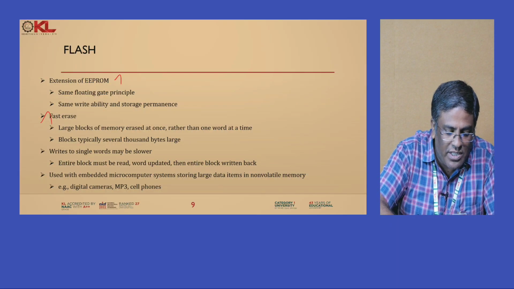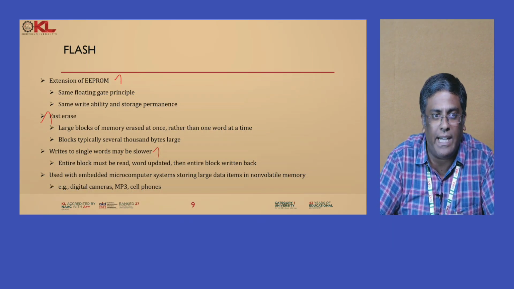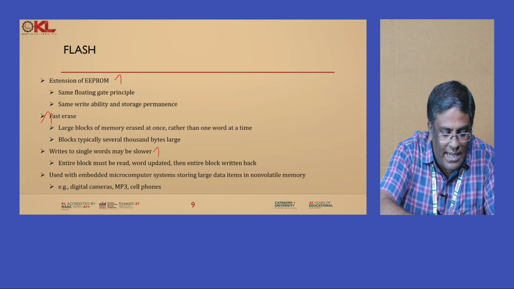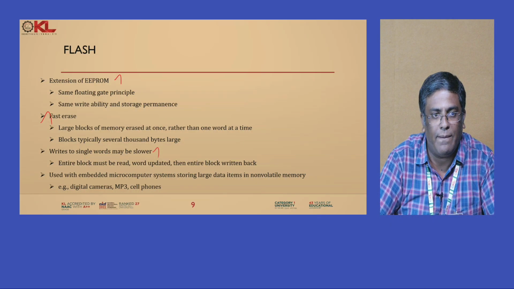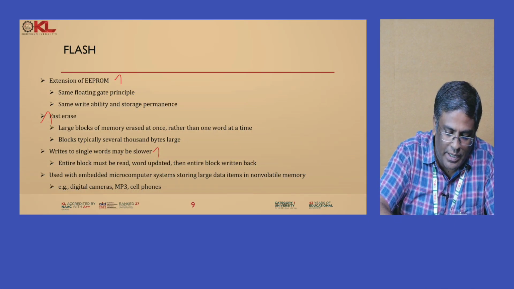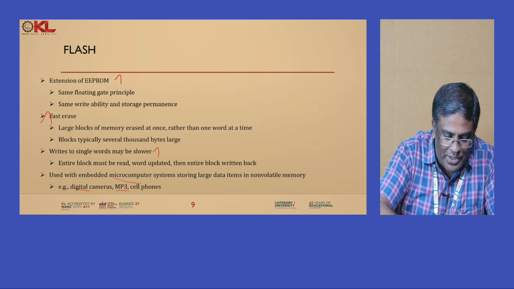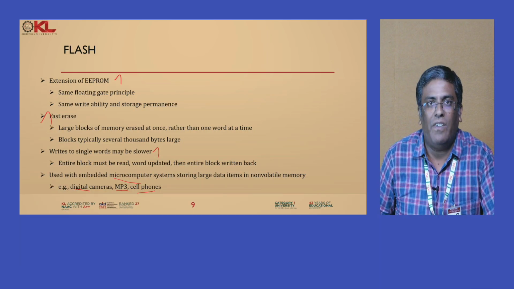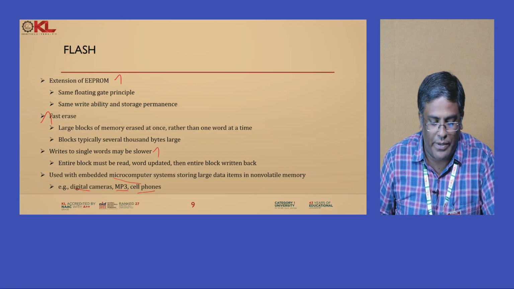And writes to single words may be very slow, but bulk reading or bulk writing will be faster. That's why the entire block must be read and the word updated, then the entire block has to be written back again. Especially we can make use of flash with embedded microcomputers, as well as digital cameras, MP3 players, cell phones, nowadays whatever we are using, everything makes use of flash as a memory storage device in the non-volatile memory category, right?